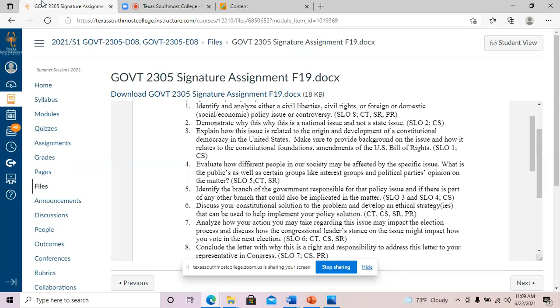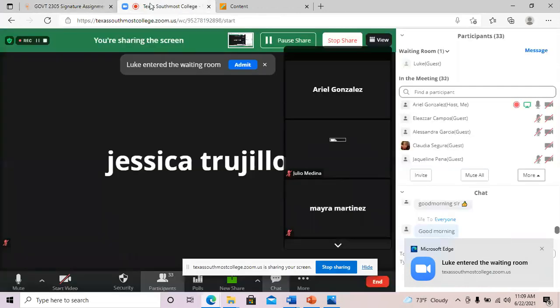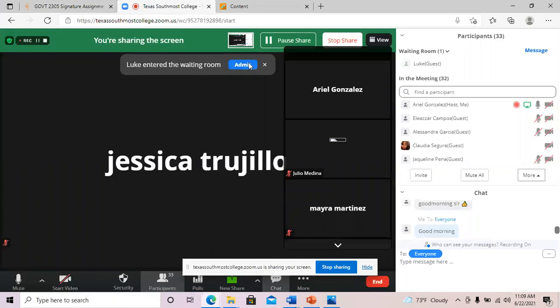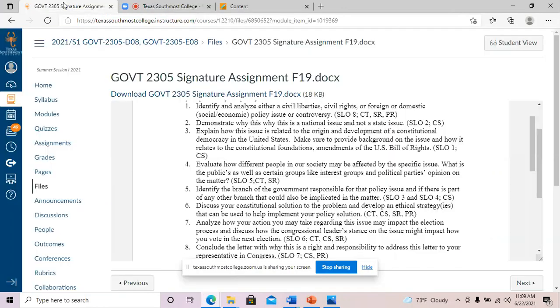Identify the branch of government responsible for the policy issue, and whether any other part of it is implicated in the matter. We kind of talked about this. We talked about how immigration is primarily a responsibility of the legislative branch, because the legislative branch, meaning Congress, is the one that writes immigration law. But as we've seen with separation of powers, that power is separated, yet the issue itself also requires other branches to become a part of it.